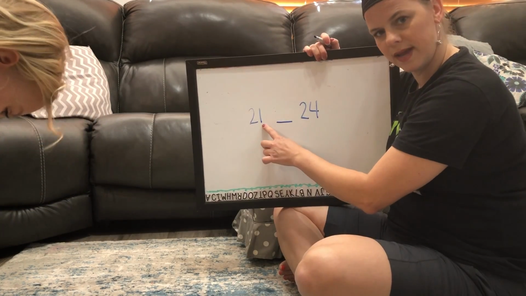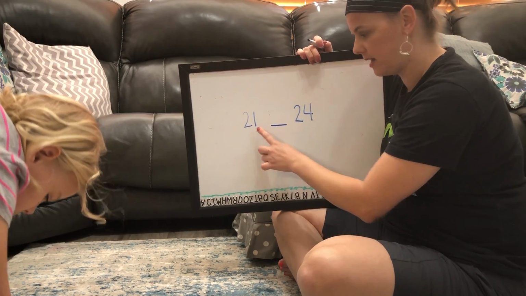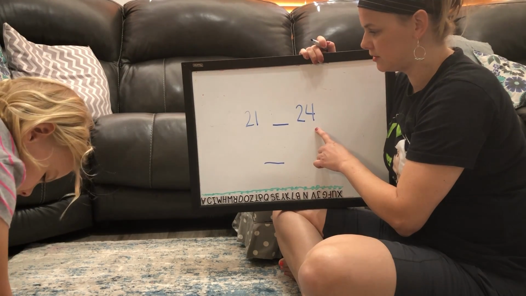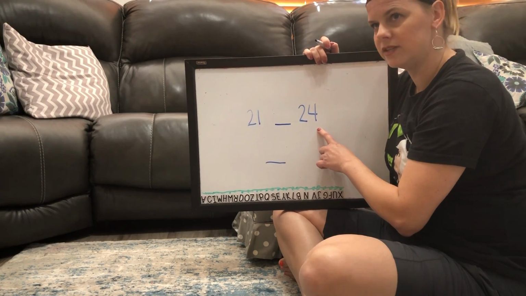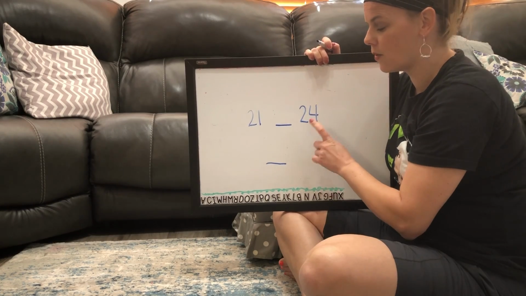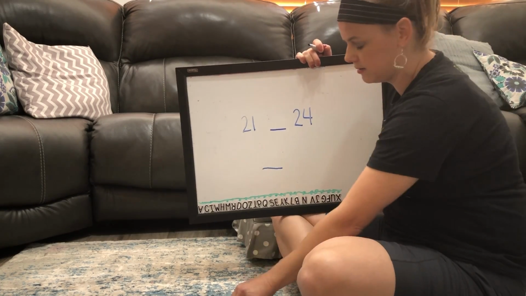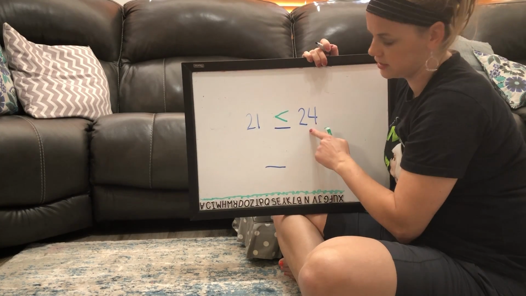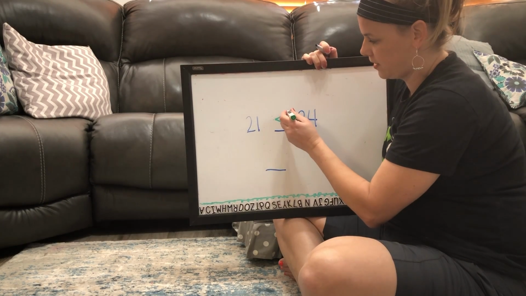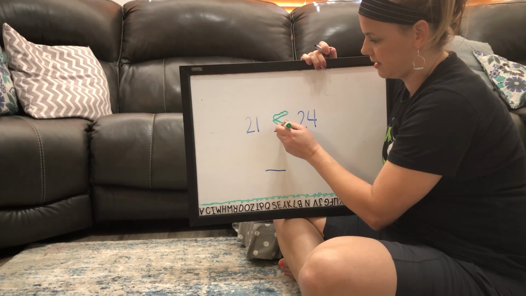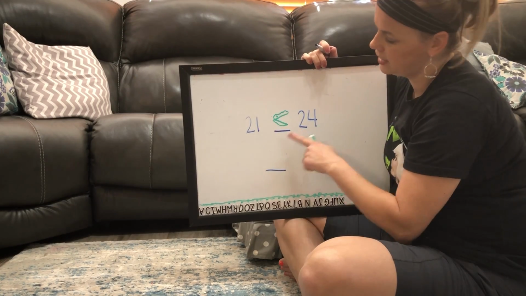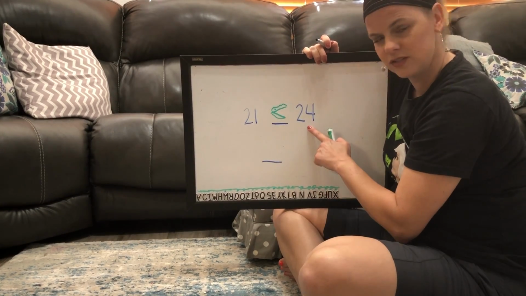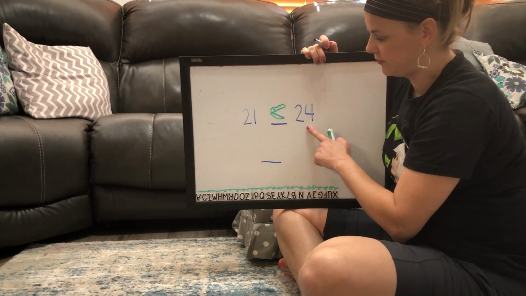Is 21 greater than or less than 24? Which one comes first? 21, 22, 23, 24. So 24 is bigger. So our greater gator, his mouth is going to open towards the 24. Right? So 21 is less than 24. Let's do another one.